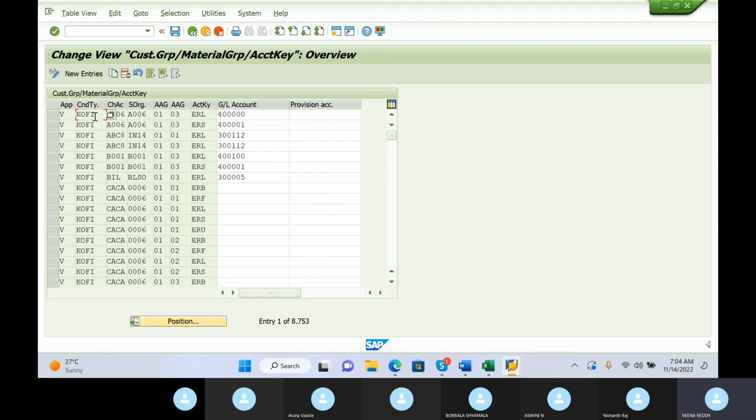Okay, so with this application and this condition type, we add our chart of accounts and our sales organization. This is my chart of accounts. This is my sales organization. The sales organization is created by the sales and distribution team, but the chart of accounts is created by us. Okay, what is this account key?